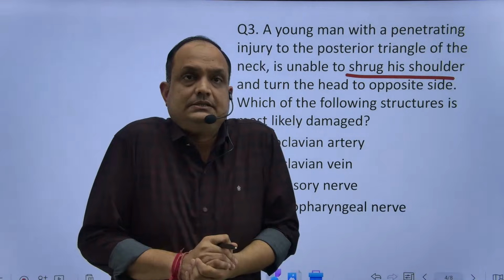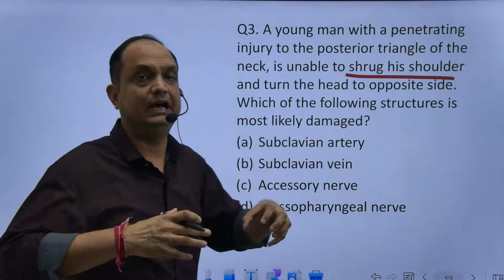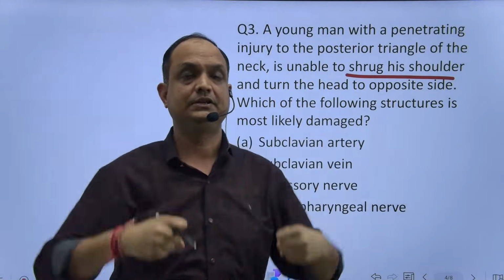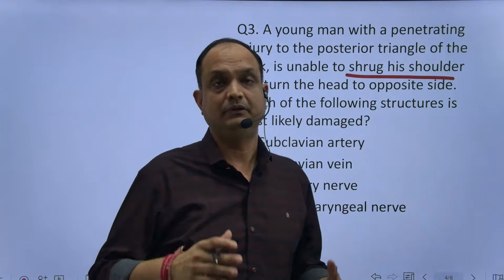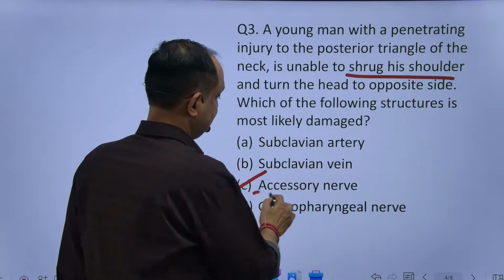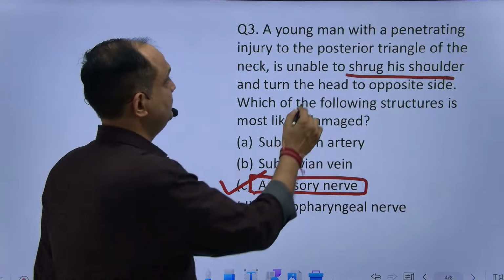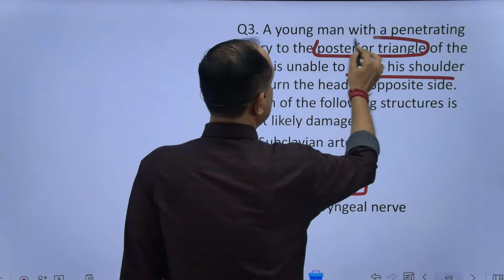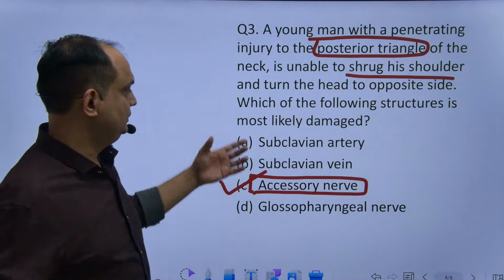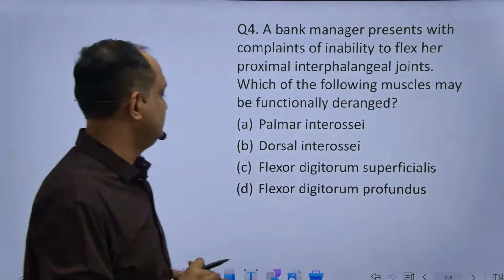Shrugging means this is the shrugging of the shoulder. This shrugging is possible because of the muscle trapezius. It pulls both shoulders in an upward direction. Now this shrugging is possible because of trapezius, which is supplied by the spinal accessory nerve, and this spinal accessory nerve is the nerve which is most commonly damaged in the posterior triangle of the neck. So whenever you have this word posterior triangle of the neck, you always try to think about spinal accessory nerve injuries. Now we'll move to the next question.